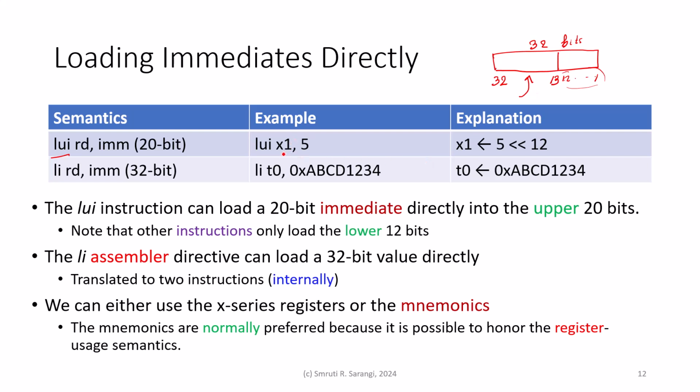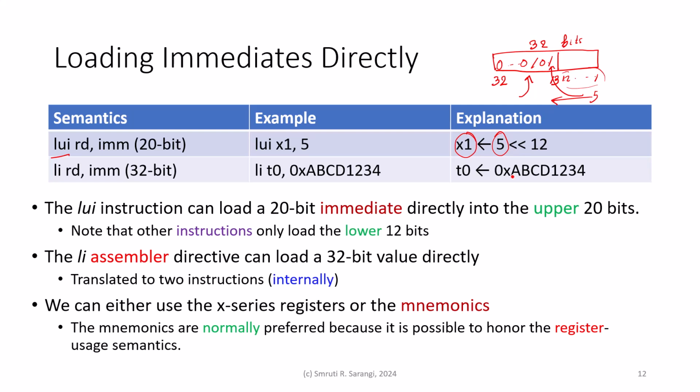For example, if we do LUI x1, 5, we will load the value 5, no doubt, but that will be in the upper 20 bits, which is tantamount to left shifting 5 by 12 positions. So we take 5 and left shift it by 12 positions and bring it here. And 5 is 101, so this becomes 101, and then the rest are all zeros.